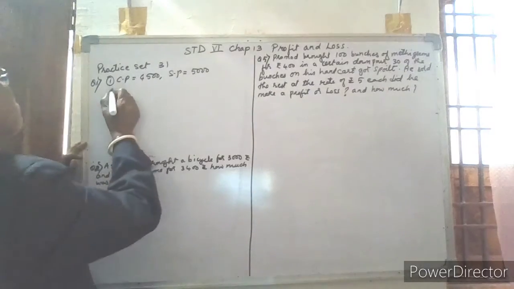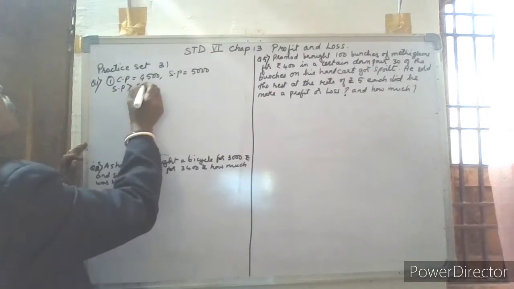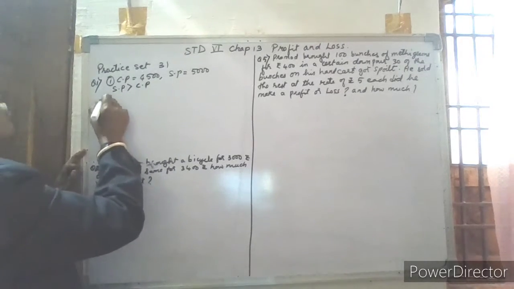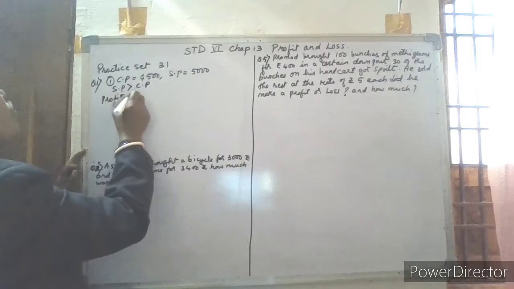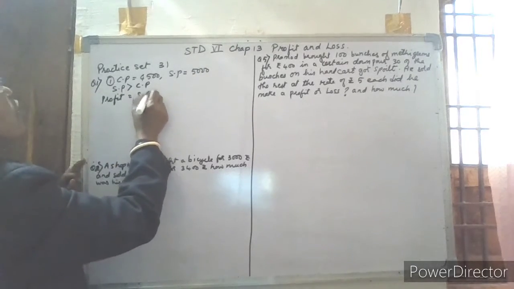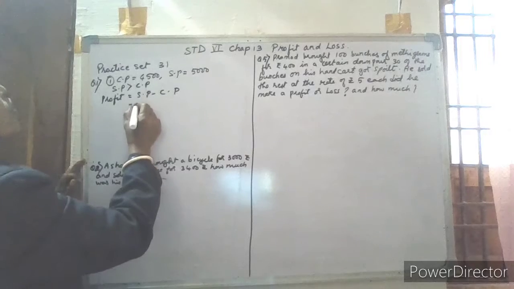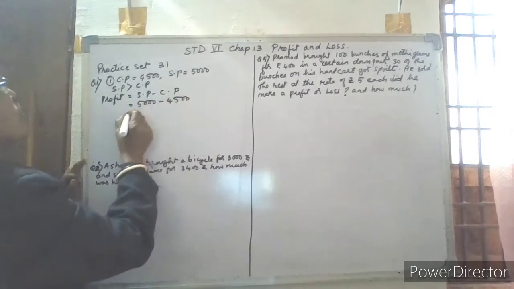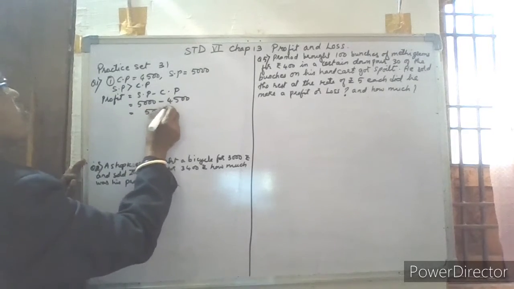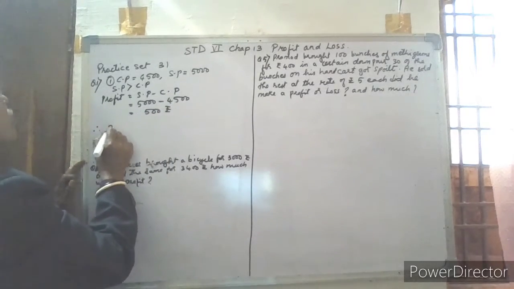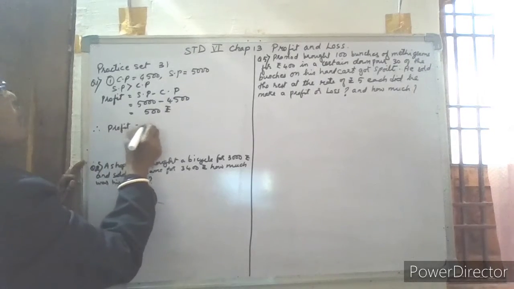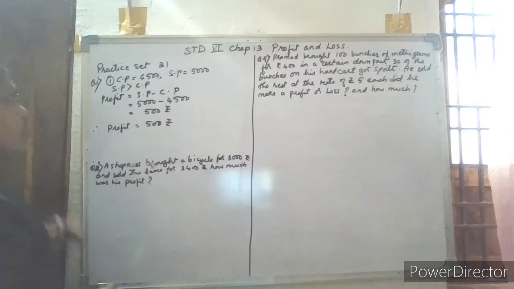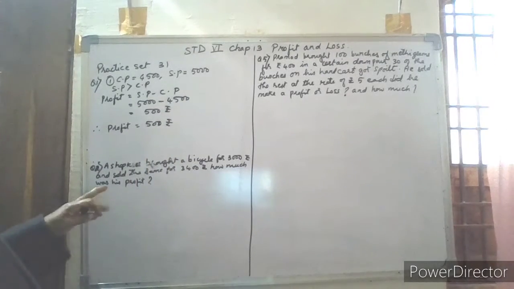You can see the cost price is 4,500, selling price is 5,000. That means selling price is greater than cost price. Therefore, when selling price is greater, there is a profit. So write the profit formula: profit equals selling price minus cost price. So it is equal to 5,000 minus 4,500. The difference is 500 rupees. Therefore, profit is 500 rupees. So we got a profit here. This is over. Now we go to the next question.